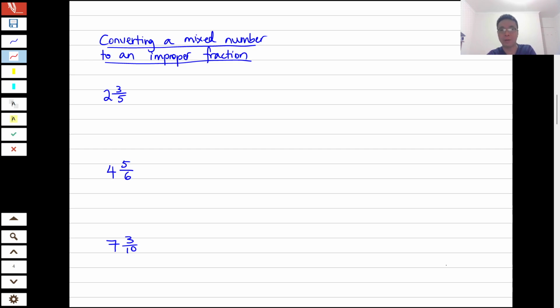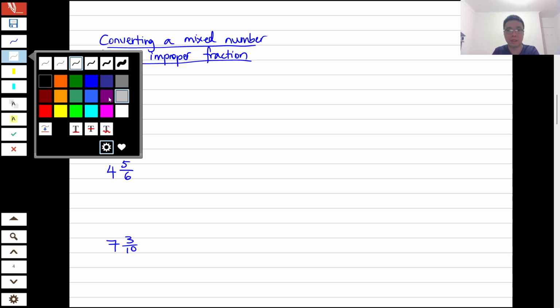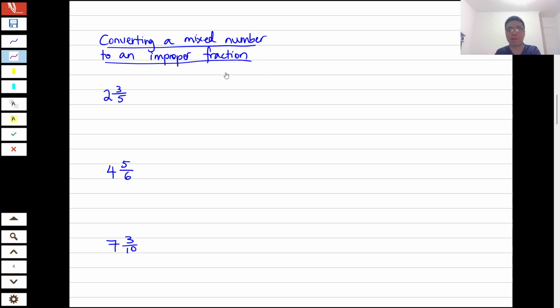And specifically what I want to do here is convert a mixed number to an improper fraction. And remember, an improper fraction just means that the numerator, that is the top number, is larger than the denominator, that is the bottom number.